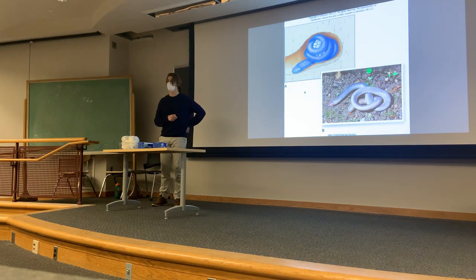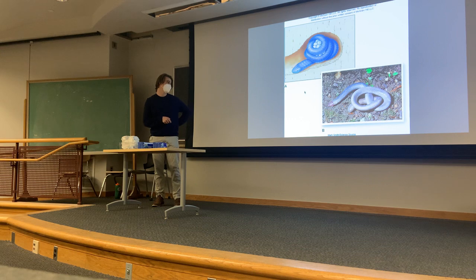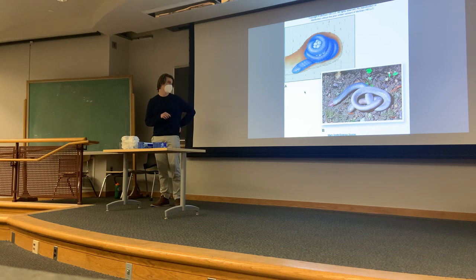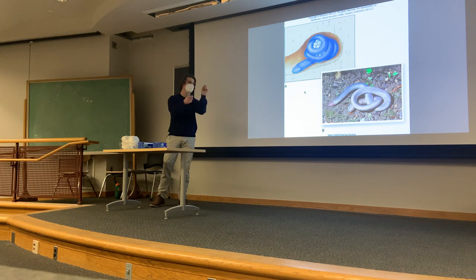This is the only picture in our textbook, or at least the pictures I have from our textbook, that has caecilians. So you can see they almost look like snakes. They have these plate structures that allow them to slither and move through the ground.